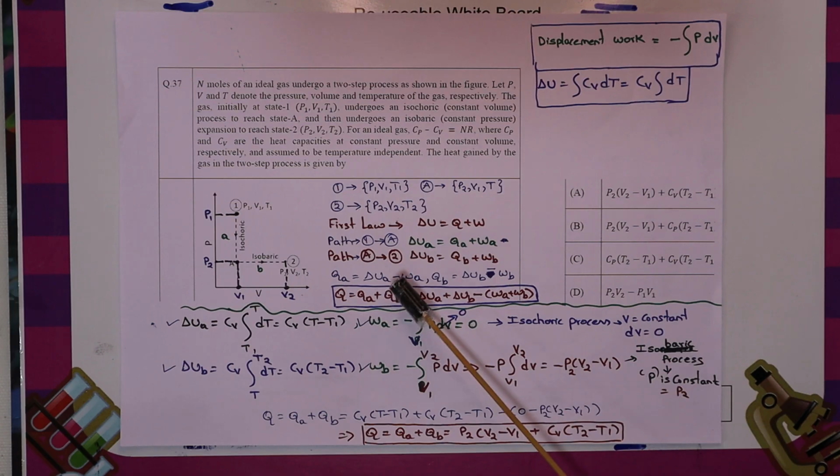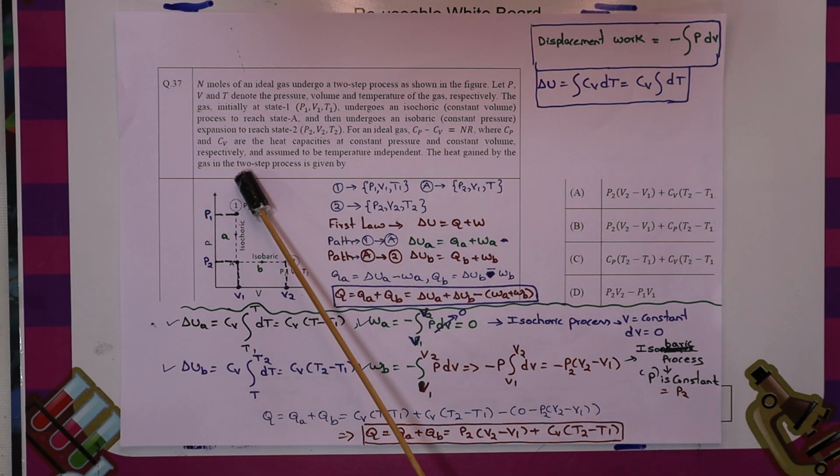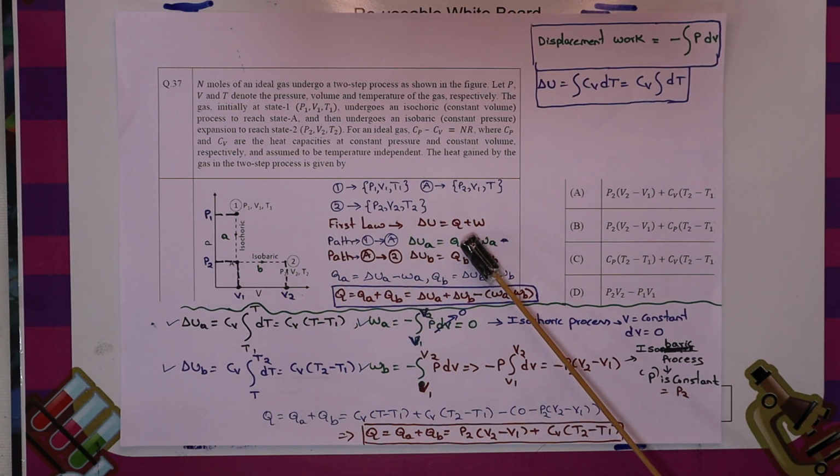What we are supposed to find out is the heat gained by the gas in the two-step process. That means you have to find QA plus QB, because QA and QB are the heat involved in both processes. QA is equal to delta UA minus WA, and QB is equal to delta UB minus WB. So QA plus QB is delta UA plus delta UB minus (WA plus WB).